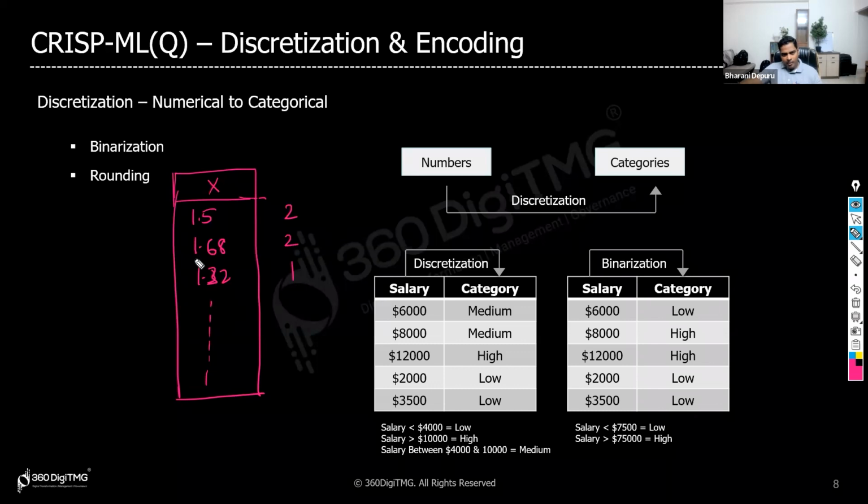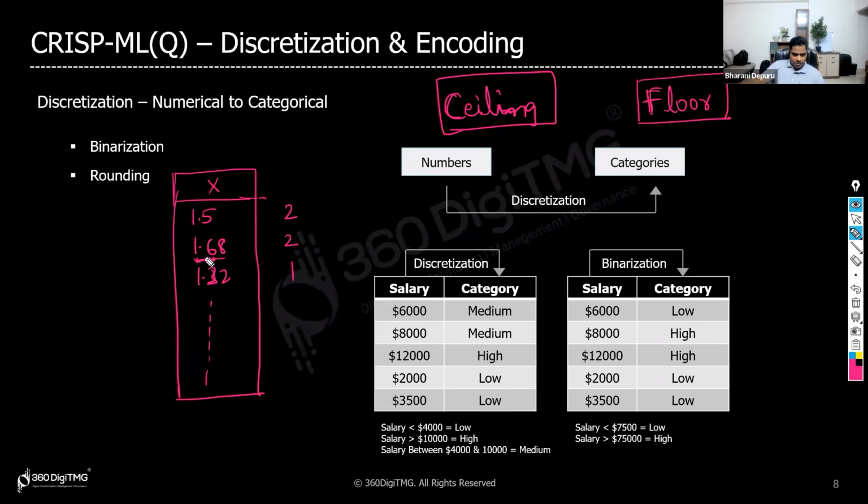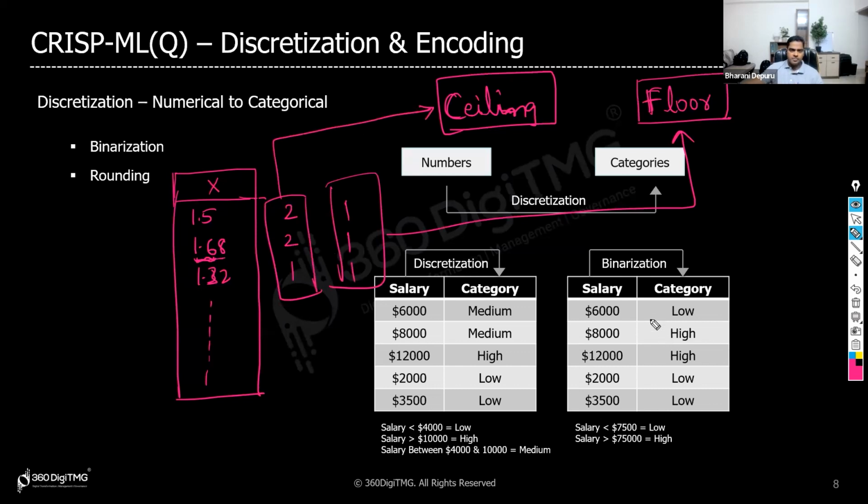Meaning, if you have any number wherein after the decimal you have 5 or more than 5, you can round it off to the nearest ceiling value. But then there is another variant of rounding wherein you get the floor value. What do you mean by floor value? In 1.6, the floor value happens to be 1. In 1.5, the floor value happens to be 1. In 1.32 also, the floor value happens to be 1. So these are all floor values, and these are all the ceiling values. You have the floor values on one side and the ceiling values on another side.